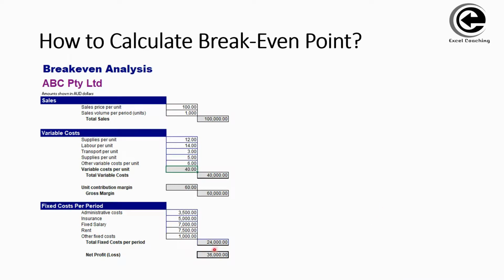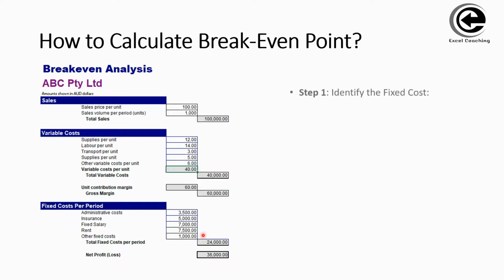Now that we understand what the break-even point is, let's figure out how we calculate it. To illustrate this, we use an example of ABC Private Limited, where we are given the price to be $100 per unit. So the sales price per unit is $100. We are given that the variable cost is $40 per unit. And we are given that the fixed cost is $24,000. This is the financial information we'll be using to calculate the break-even point.